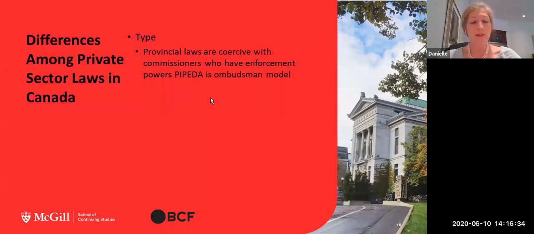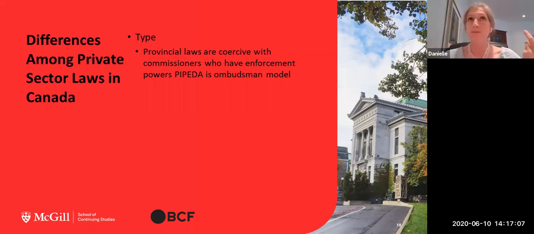Another interesting one, and this is a really interesting one because it gets us in trouble federally, is that the provincial laws are coercive laws. So what I mean by that is the laws provide for fines. They're not excessive. They're not particularly high for certain organizations. And they provide for their own commissioner; the commissioner will investigate, the commissioner will fine. This isn't the case federally. The federal law, very interestingly, is what we call an ombudsman model.